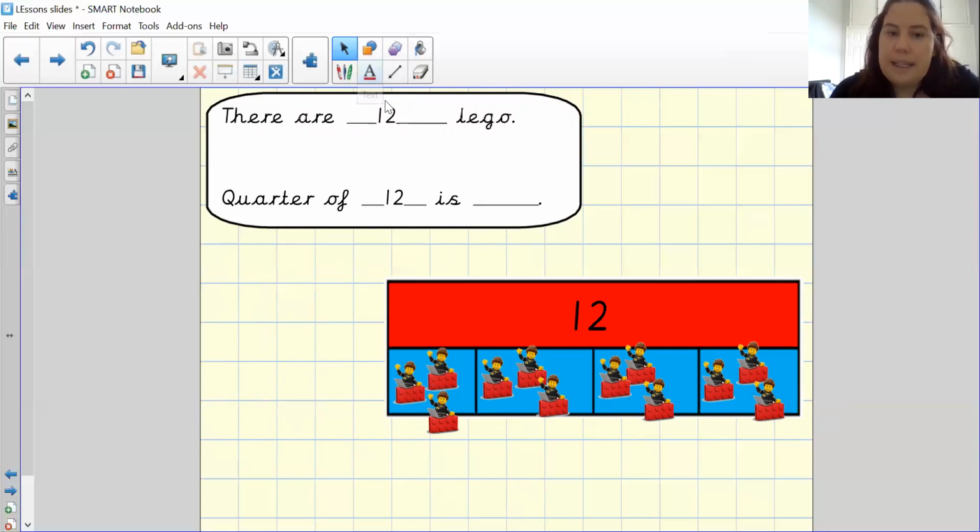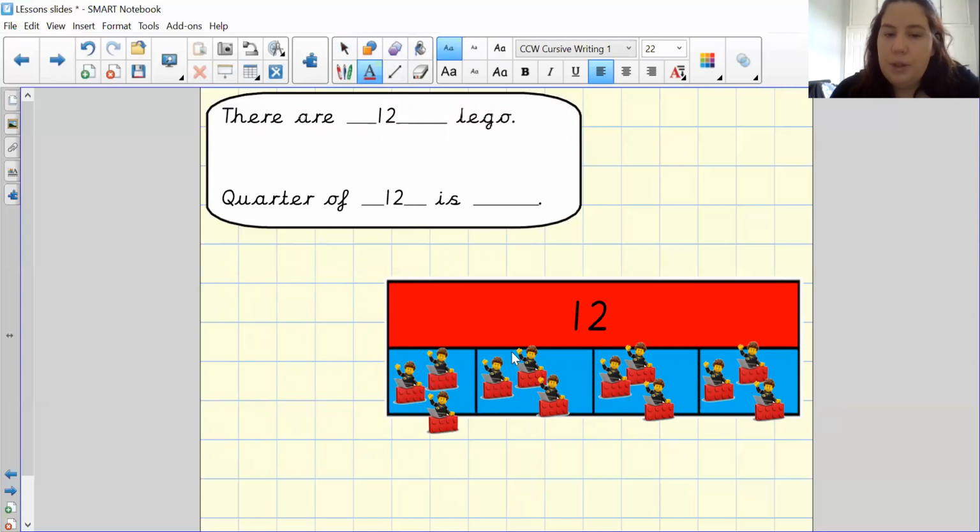So how many is in each? 1, 2, 3, 1, 2, 3, 1, 2, 3, 1, 2, 3. That means they are all equal. So I know that a quarter of 12 is 3.